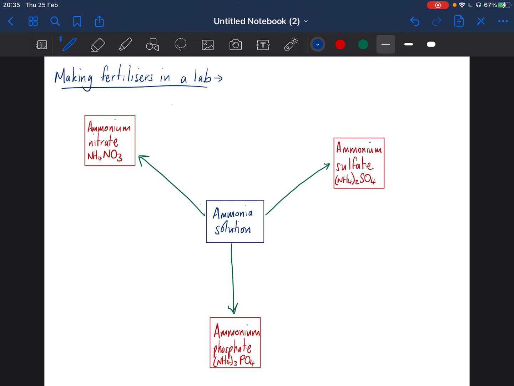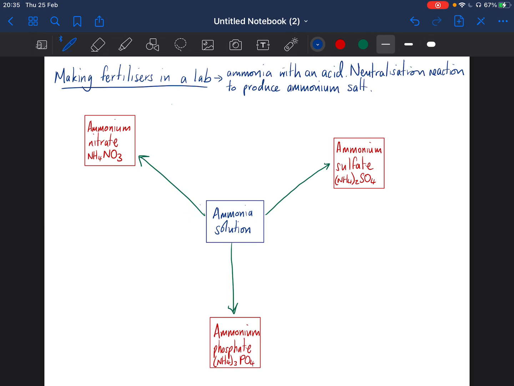When we have these types of reactions, what we're going to do is react the ammonia with an acid, and there are three acids that you're going to need to know about, which I'm going to go through in this video. This is a neutralization reaction because what it's going to produce is an ammonium salt, and it's this ammonium salt that's going to become our fertilizer.